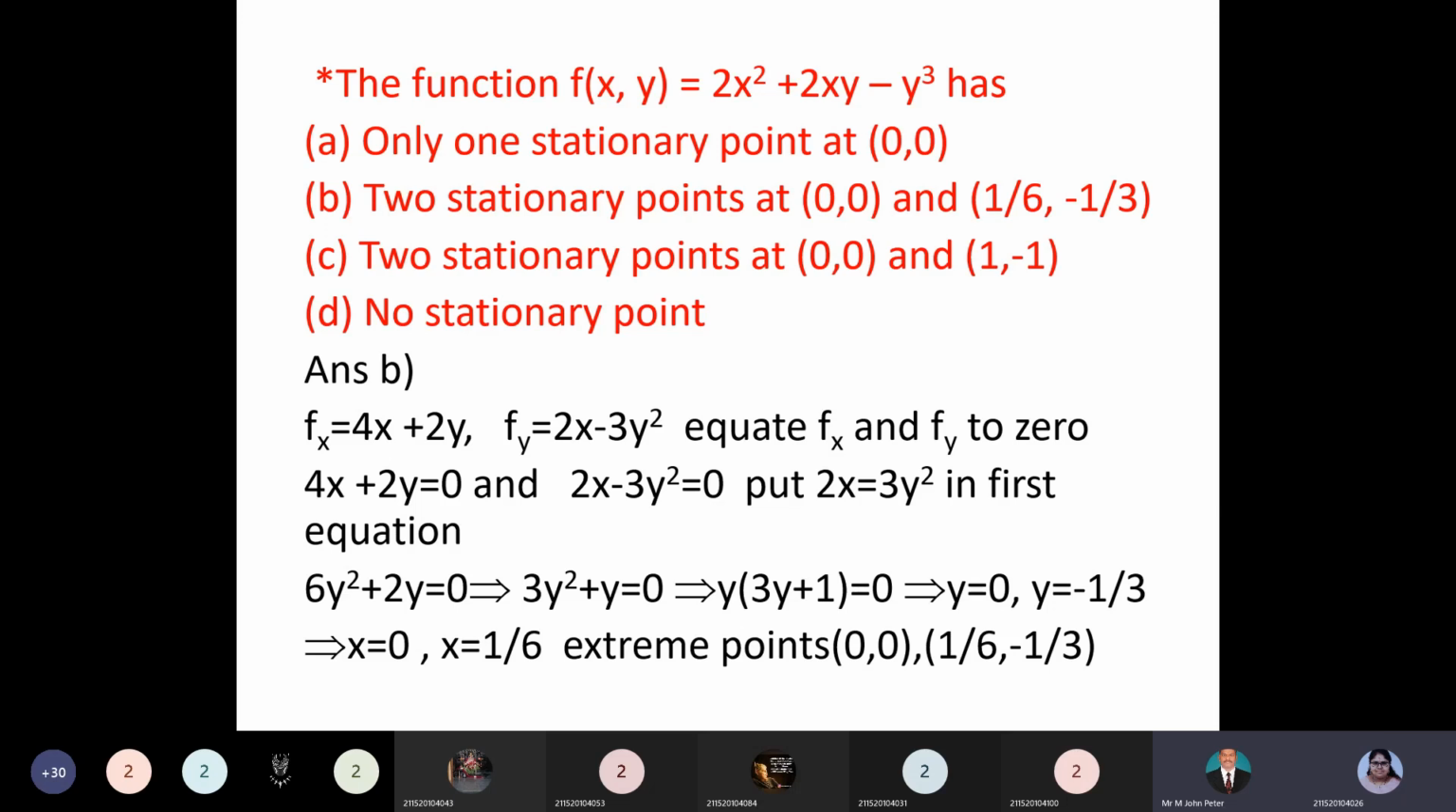Dividing the whole equation by 2, you get 3y² + y = 0. Take y as common. Here there is no constant term. If some constant term is there, in a second order equation we would use the factorization format. Here the constant term is 0, so you can take y as common. Remaining value is 3y + 1 = 0. So y(3y + 1) = 0. So y = 0 is one value, and the other is 3y + 1 = 0, so 3y = −1, so y = −1/3.